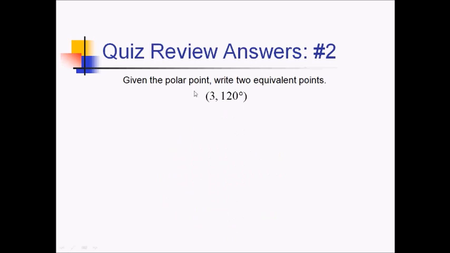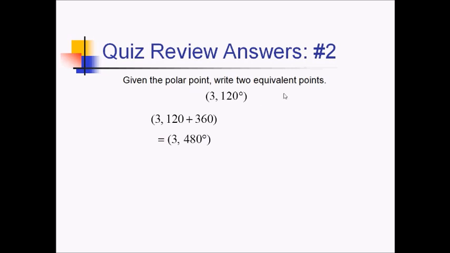On this problem, given this polar point that we just graphed, we want to figure out how to write two equivalent points. So to do this, there's two different ways you can go about this. One is you can keep the radius exactly the same and either add or subtract 360 as many times as you want. So for example, we could do 3 comma whatever 120 plus 360 is, which would give us 3 comma 480 degrees. And we could have also subtracted 360 as many times as we wanted. So either way, you get this kind of point.